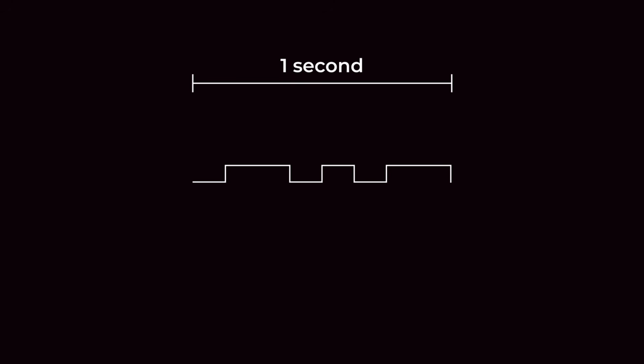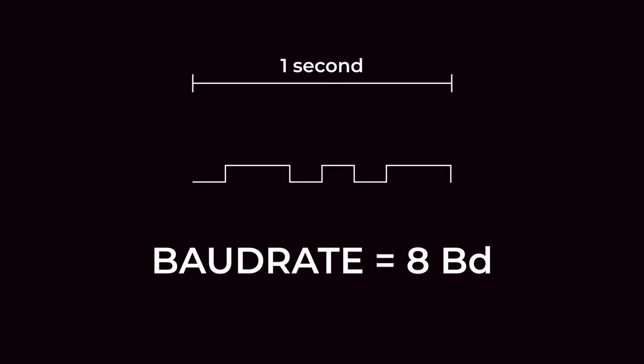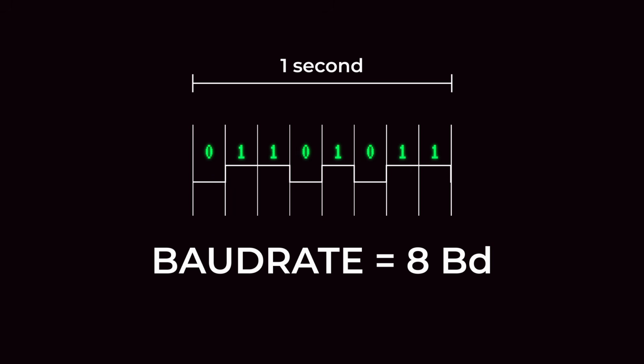So let's try another baud rate. And this time, let's choose 8. And if we do the whole thing again, we get this in binary. So you get the point.